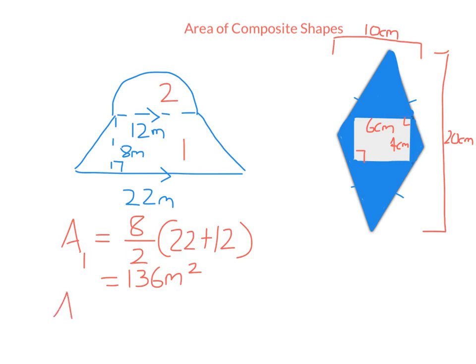So the area of the semicircle. The area of a circle is pi times radius squared. Here the diameter is 12, so the radius would be 6. But we need to divide it by 2 because it's not a full circle, it's only half a circle. So to 2 decimal places, we get 56.55. So the total area of this shape here is just going to be this first shape plus that shape.